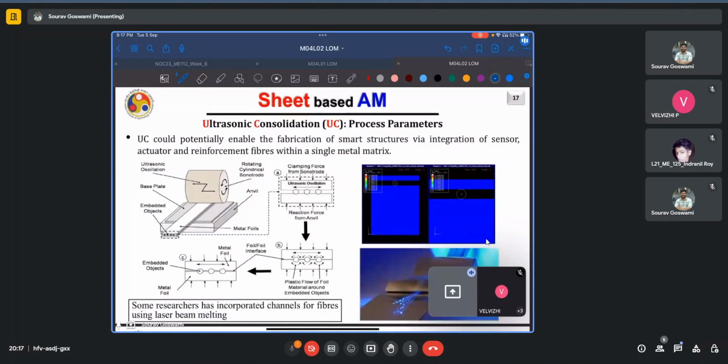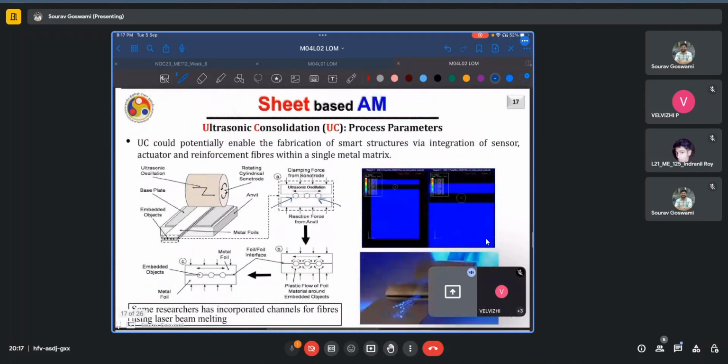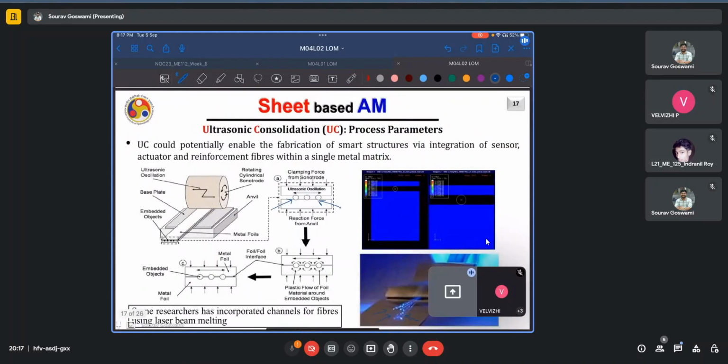One very critical area where ultrasonic consolidation is used is in embedding electronic fibers or even electronic sensors into metal strips. Here we see that between the metal strips, we have a few fibers which can be embedded, leading to smart materials or sensor embedded materials.